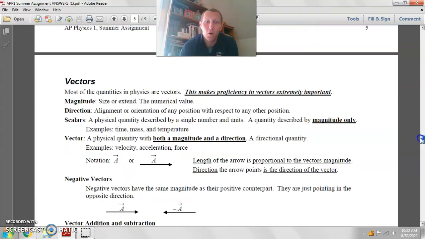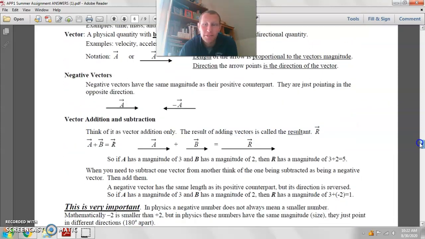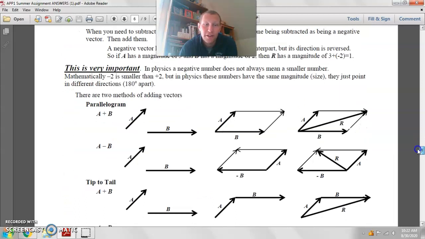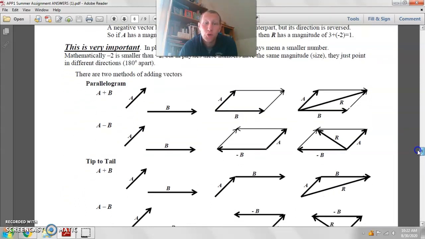Vectors. Vectors are a way to represent vector quantities, which are magnitude and direction. So how big is the number and which direction is it? So when we're dealing with velocity, acceleration, force, momentum, all of these things are vector quantities. We can represent them graphically. So here it talked about 2 different things, the parallelogram method and the tip to tail.